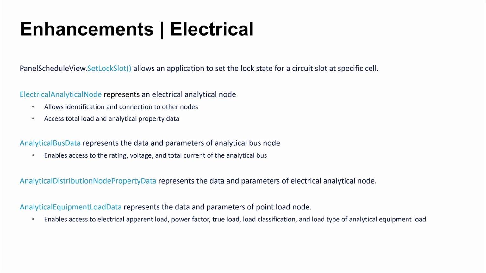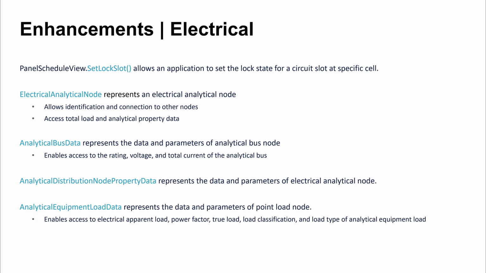Additionally, we've got a new class for electrical analytical nodes. This class allows the identification of the node and connection to other nodes, both upstream and downstream. And additionally, you can access the total load and analytical property data for that node. We've also got a new class for analytical bus data, which represents the data and parameters of an analytical bus node. That means you can start to access the rating, the voltage, and total current of the analytical bus.